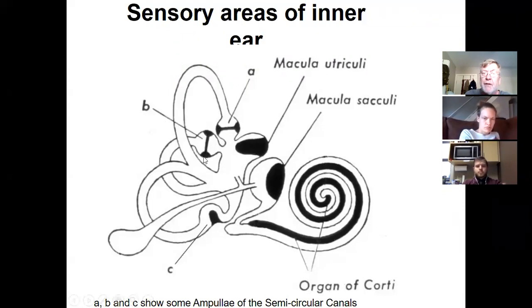And over here, the hair cell areas of the utricle are here, and the hair cell areas of the saccule are here. And the hair cell areas of the cochlea is the membranous labyrinth here, all the way up. Interesting, in the cochlea, high frequencies are located here. Bass, low frequencies, are located at the tippy top.